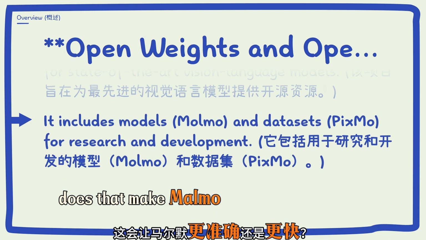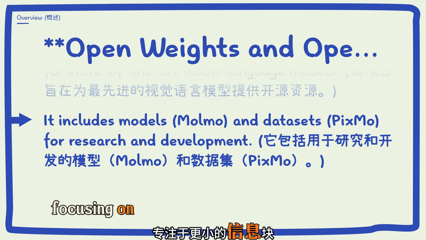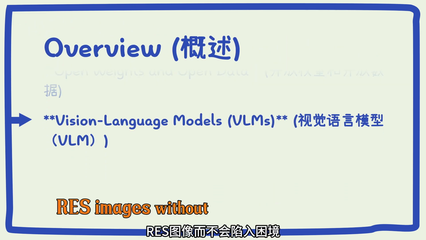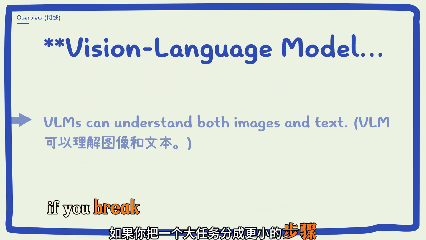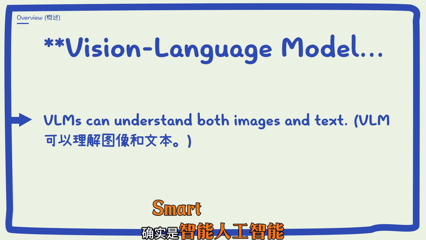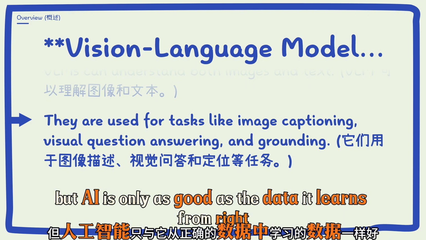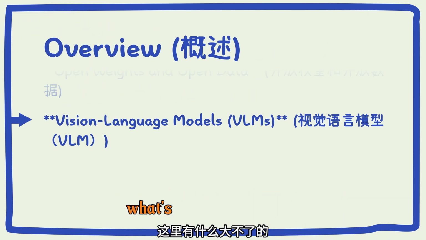Does that make Molmo more accurate or faster? It does both, actually. Focusing on smaller chunks of information means Molmo can process high-res images without getting bogged down. Sort of like multitasking, you can get more done if you break a large task into smaller steps. Smart AI indeed. But AI is only as good as the data it learns from, right? Let's talk about PixMo, these revolutionary data sets that are fueling Molmo. What's the big deal here?